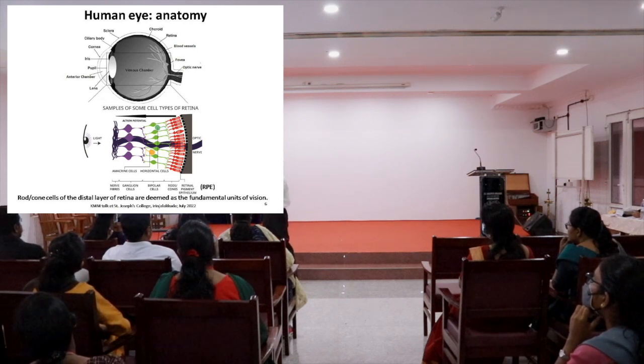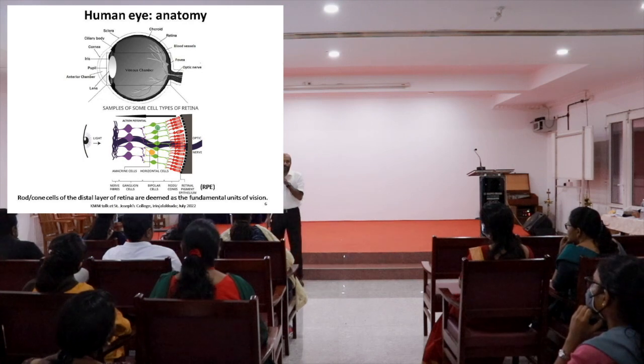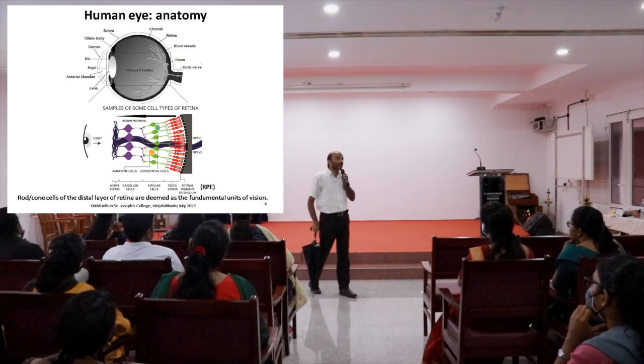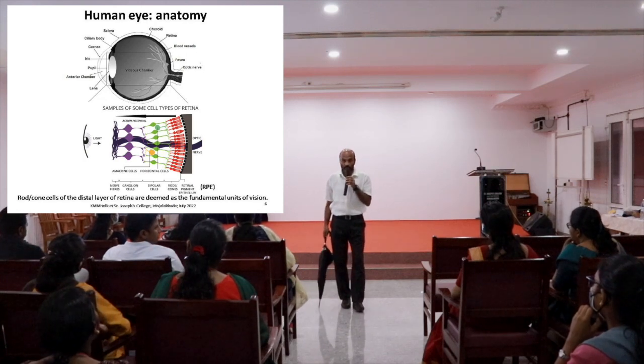There are multiple layers of cells, and the rods and cones are placed at the far end. The rods and cones are deemed as the fundamental units of vision. Yes, all of us have studied that, right?